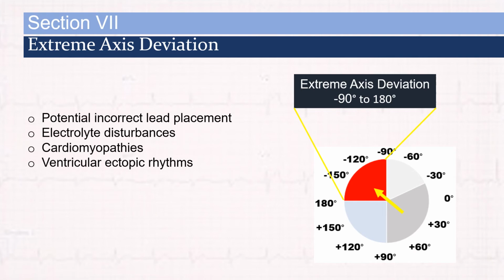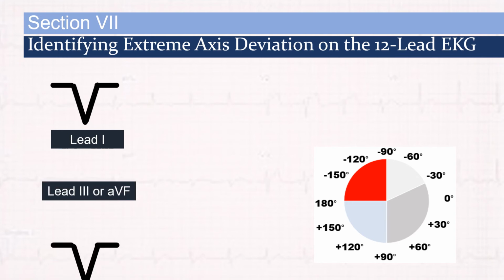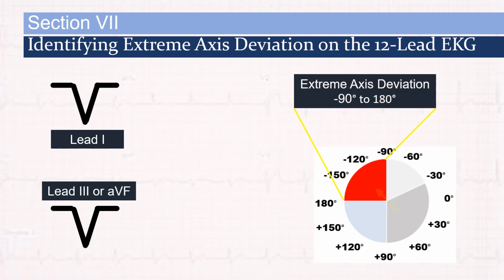Extreme axis deviation, also known as northwest deviation, sits between -90 and 180 degrees. Potential causes are incorrect lead placement, electrolyte disturbances, cardiomyopathies, and ventricular ectopic rhythms. If lead 1 has a QRS that falls below the isoelectric line, and AVF or lead 3 has a QRS that falls below the isoelectric line, this is considered extreme axis deviation. Two thumbs down.